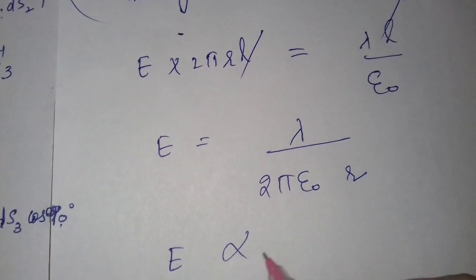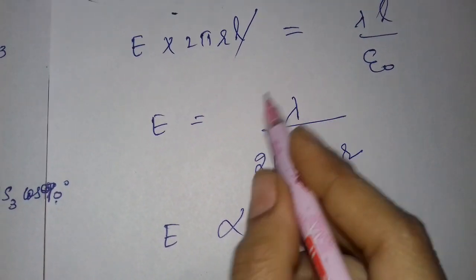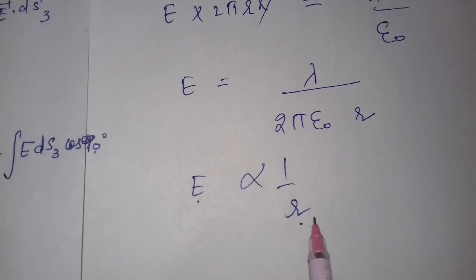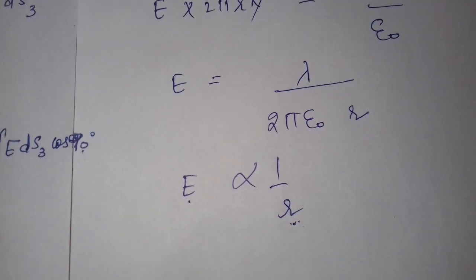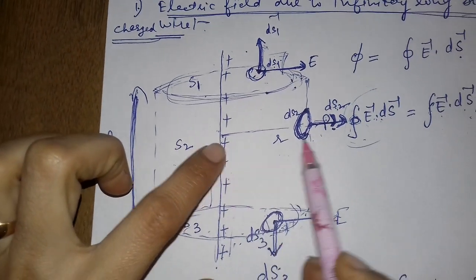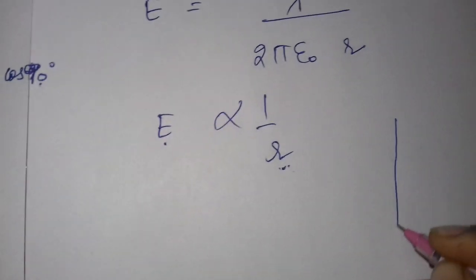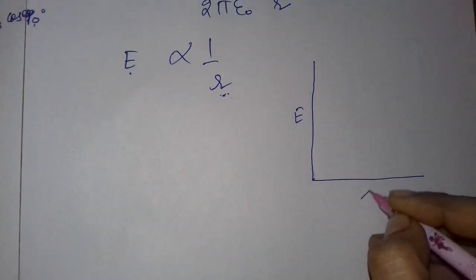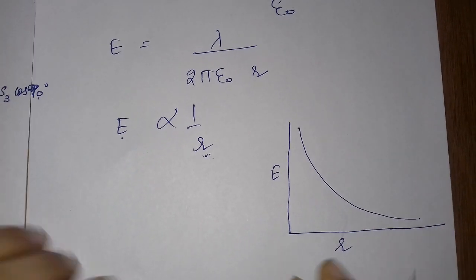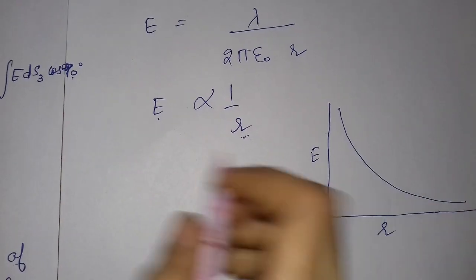Or I can say E is inversely proportional to r, because all these other things are constant. That means the electric field will decrease as we move away from this positively charged wire. This r would increase, that means E would decrease. That means the graph for E and r would be like this. That means if E is increasing, then r is decreasing, right?